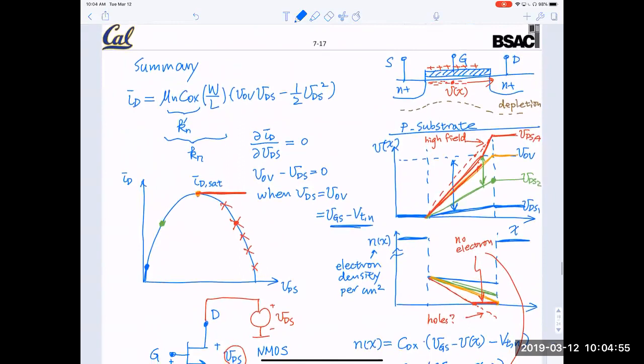At this point, any questions about the explanation for the pinch off condition? So the pinch off condition happens basically when VDS equals the overdrive voltage, okay? Anytime you apply a higher voltage, pinch off happens and the current becomes almost constant.